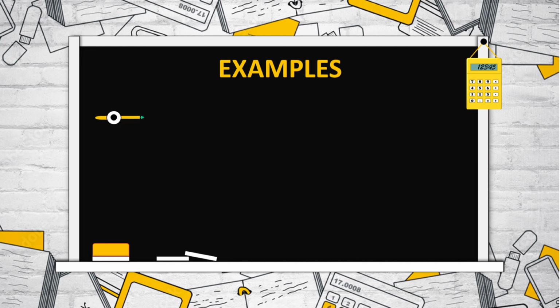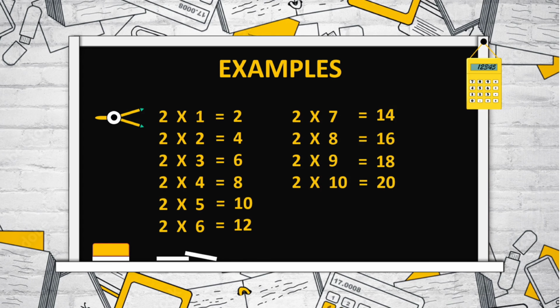So as you can see, we have a table of 2 here. So when 2 is multiplied by numbers from 1 to 10, then we have 2, 4, 6, 8, 10, 12, 14, 16, 18 and at the last 20 as a result. So these results are the multiples of the number 2.